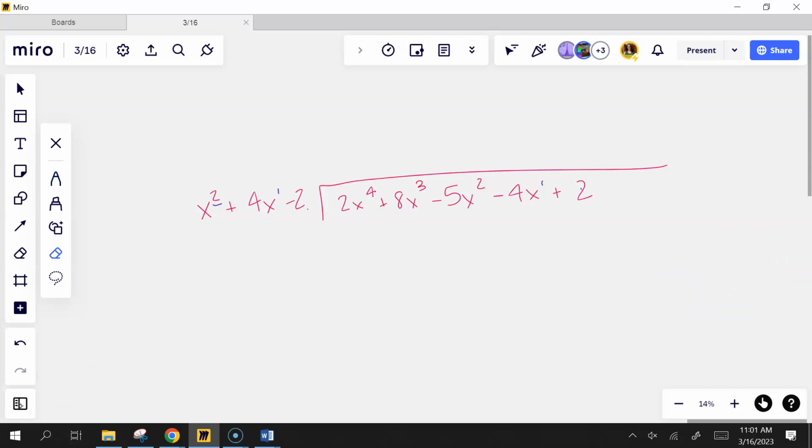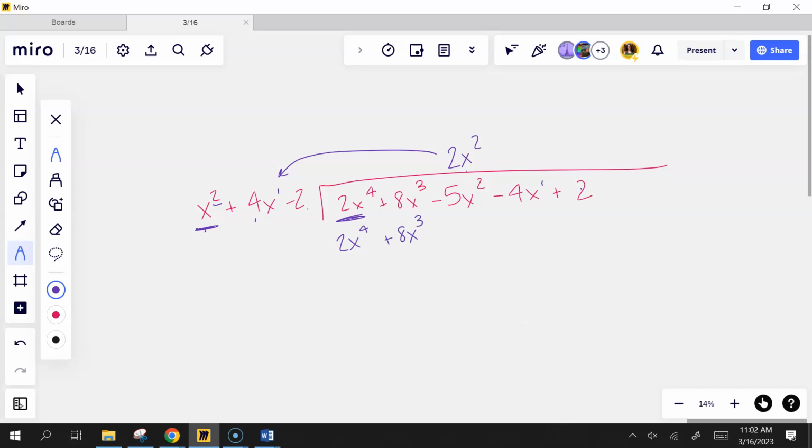Yes, so I always look at first terms. So what do I multiply this by to get this? 2x squared. It goes up top, and then I multiply around. But when I multiply around, I multiply to everything outside. So 2x squared times x squared is 2x to the 4th. 2x squared times 4x is 8x to the 3rd. And 2x squared minus 2x, and I subtract all of this.